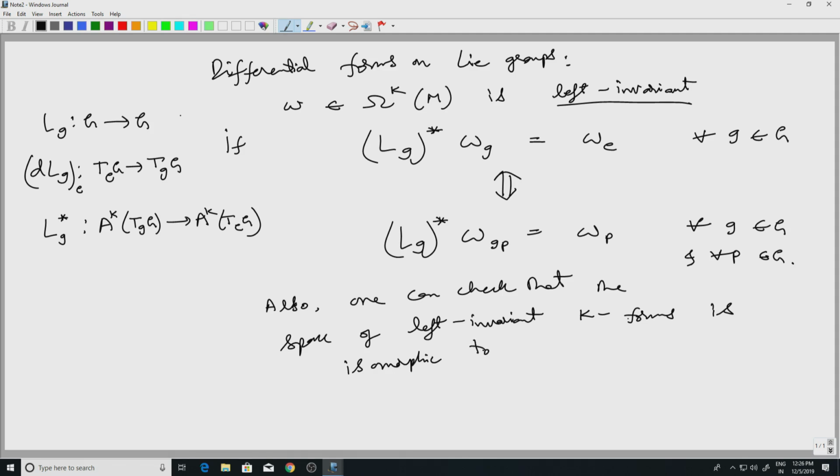Well, essentially, whatever happens on the tangent space at identity should determine everything. Or for that matter, as this equation shows, whatever happens at one point should determine whatever happens on the whole group. But it's more convenient to work with the identity. So the space of left invariant K forms is isomorphic to A^k T_e G.